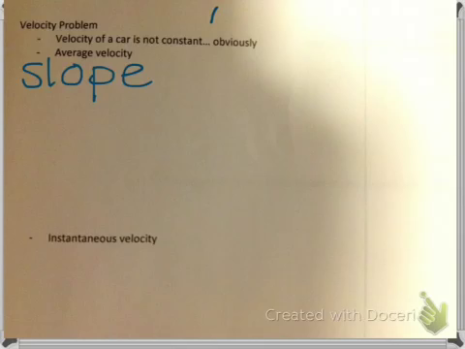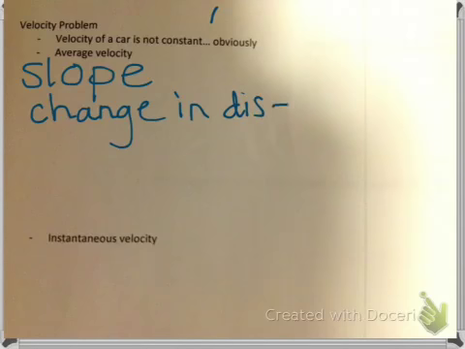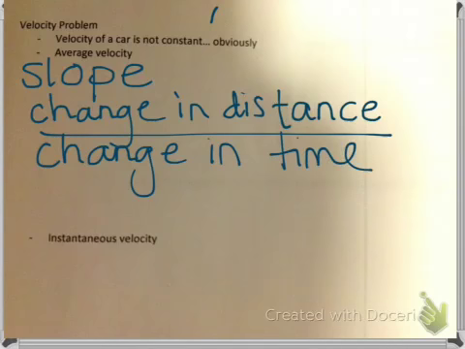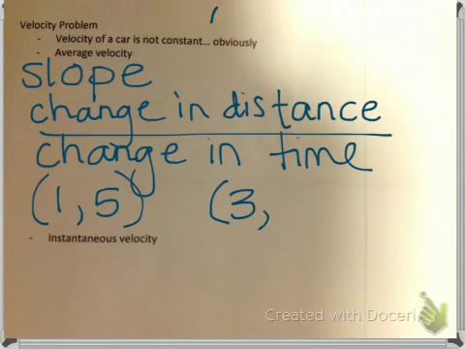Okay, so how do we find velocity? We find the change in distance over change in time. How would I do that? I would have 2 different points. I'd say after 1 second, I've gone, let's say, 5 meters, and after 3 seconds, I've gone 20 meters. How would I find my average velocity? I would just find the slope between those 2 points, 20 minus 5 over 3 minus 1.